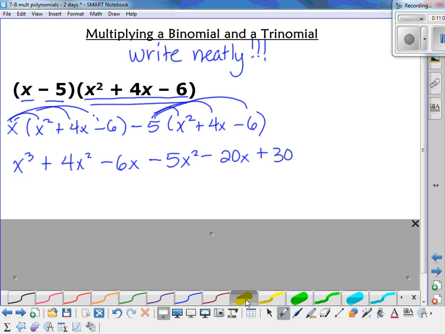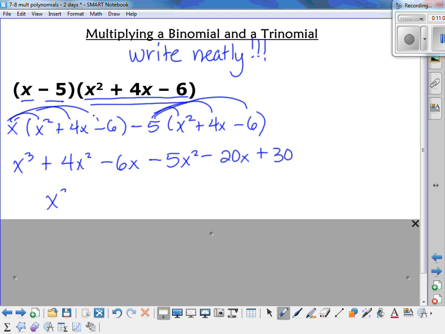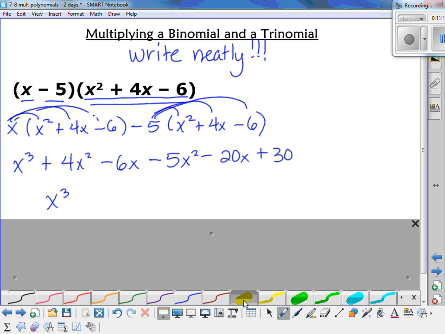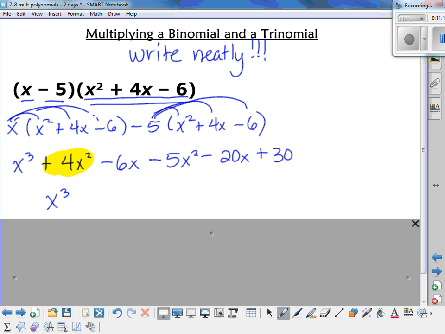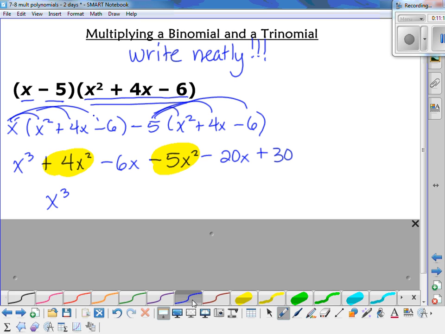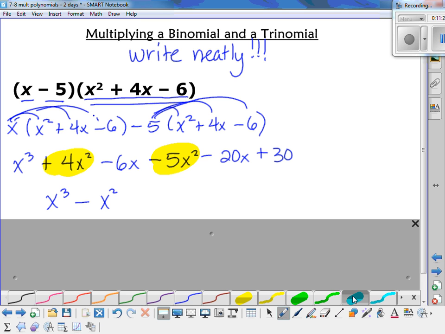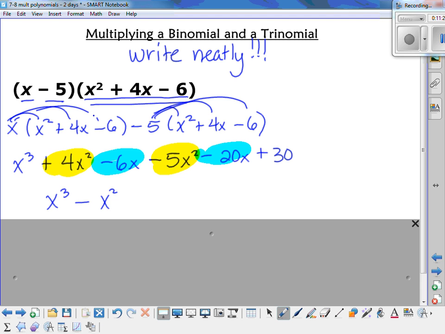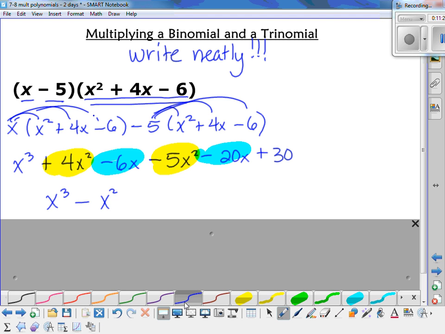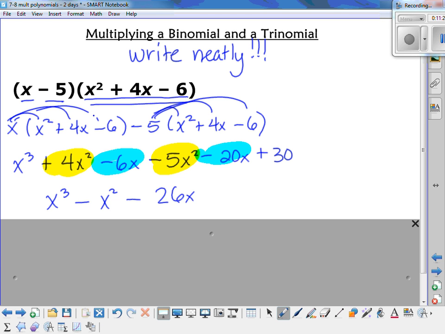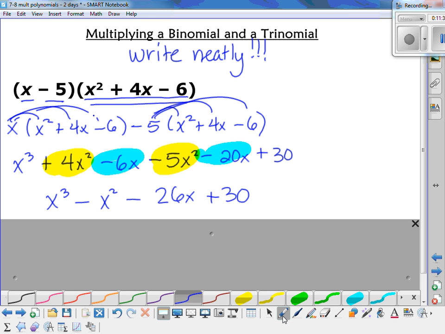Okay, so looking for our like terms, we have just an x cubed. So that's the only one. So we write x cubed. And then I see I have a plus 4x squared and a minus 5x squared. So that becomes minus x squared. Then I have a negative 6x and a negative 20x, so that's negative 26x. And then the 30. So you end up with x cubed minus x squared minus 26x plus 30.